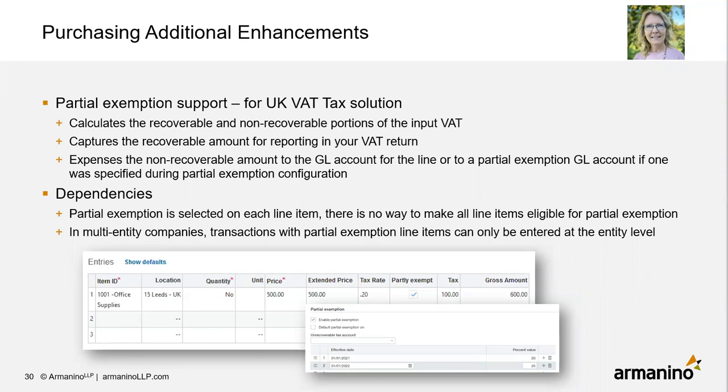A couple of dependencies, so there's a couple of things you have to be aware of. Partial exemption is selected on each line item. So with this first release, there's no way to just automatically make every line in your transaction exempt. You do have to do it line by line for now, but it's a good start, right? And then second, if you're a multi-entity company, which most all of us are, your transactions with partial exemptions do have to be at the entity level. So make sure both of those, you've looked at those because both of those will apply. Lots of good enhancements for purchasing.